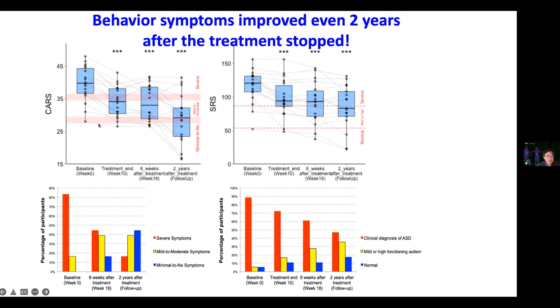As you see on the red line, this is a criteria that defines either minimal or severe severity. A couple of children even had minimal or no symptoms or behaviors. As you see in the bar graph, at the very beginning, in the red color, almost 80 or 90% of children had severe symptoms. But after 2 years, 50 percent now have minimal or no behavior symptoms, which is very surprising, because between that time we didn't try any fecal transplant, but 2 years after, they still have very minimal behavior symptoms.